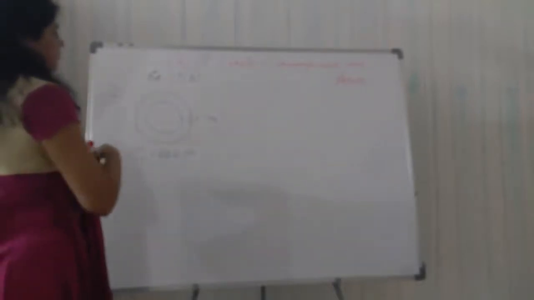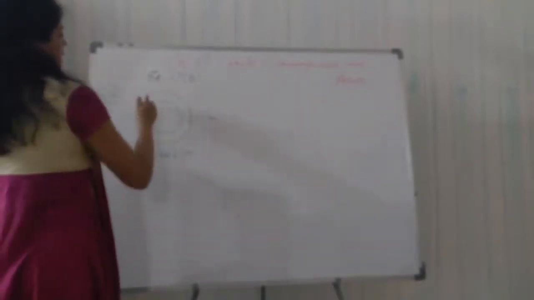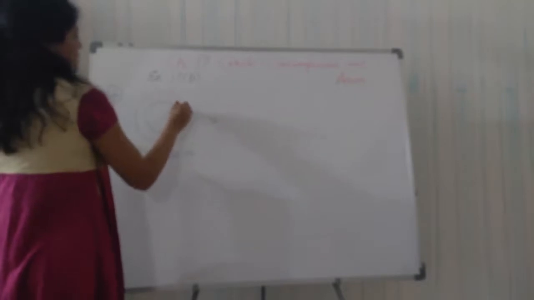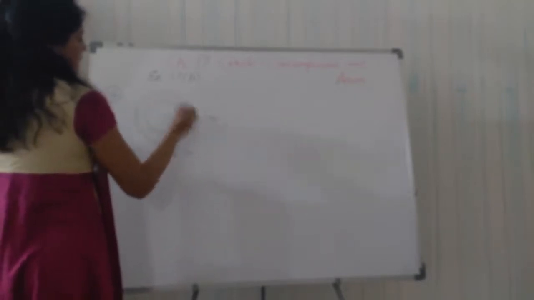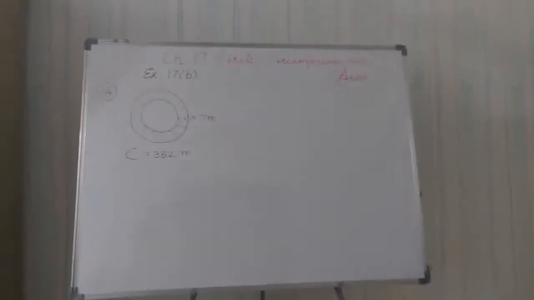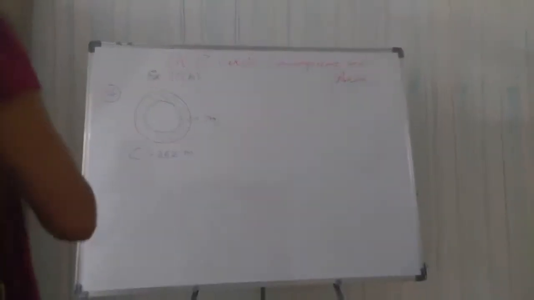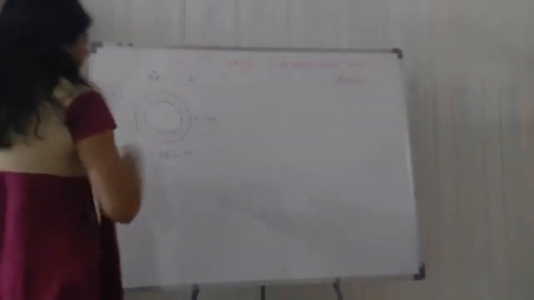It means we want to find the area of this part which is shaded here. So now we will find the area of this part, which is the road here. Now students, for that, first of all we need to get the inner radius of the circle, that is the park here.